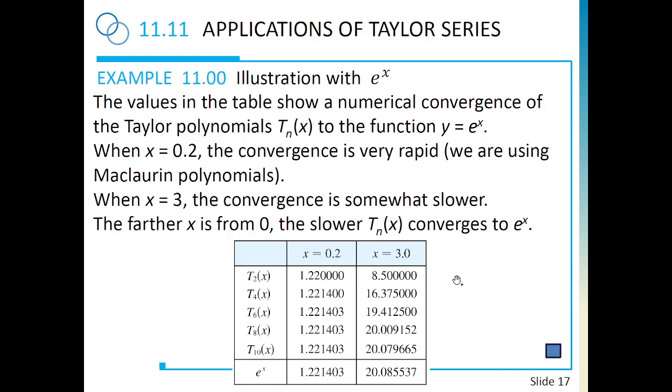So that's why we sometimes need to develop or expand our Taylor series at different points in order to have a decent approximation very quickly with lower degree polynomials, because computing the value of these polynomials has a cost. The higher the degree of the polynomial, the more terms you need to compute.